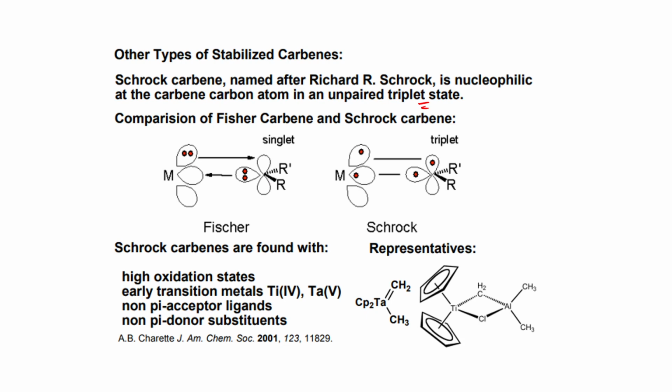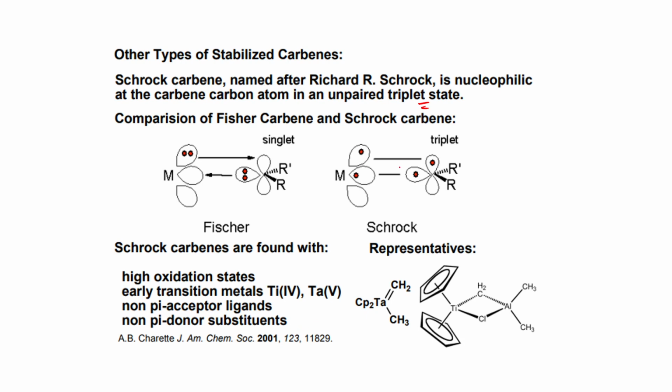Now, coming back to this, for Fischer carbenes, your carbene is in the singlet state. So kind of dipolar interaction will be there because it is singlet, so charge distribution is there. And for Schrock carbene, it is actually triplet. And for Schrock carbenes, metals in high oxidation state are used, early transition metals like titanium and tantalum. And their ligands are non-pi acceptor, non-pi donor ligands.